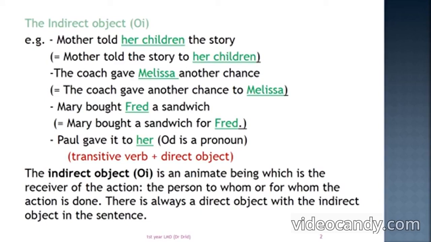Now we summarize. The sentences which contain an indirect object firstly have a transitive verb, and secondly they have a direct object. We can never speak about an indirect object without a direct object. They always go together. We have a subject plus a verb plus the first object, then the second object.